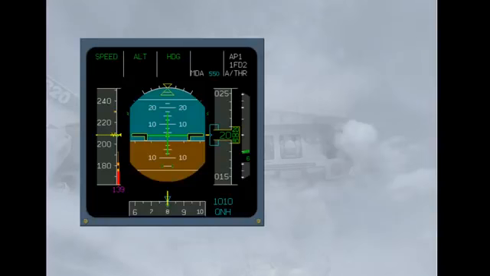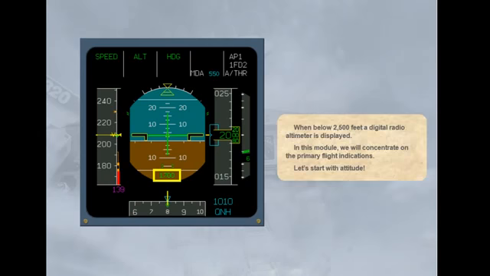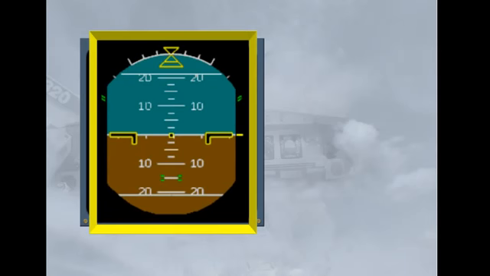When below 2,500 feet, a digital radio altimeter is displayed. In this module, we will concentrate on the primary flight indications. Let's start with attitude. Attitude information is shown at the center of the display.